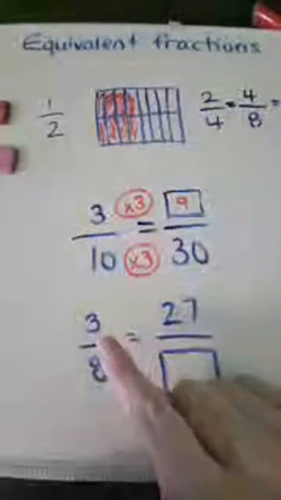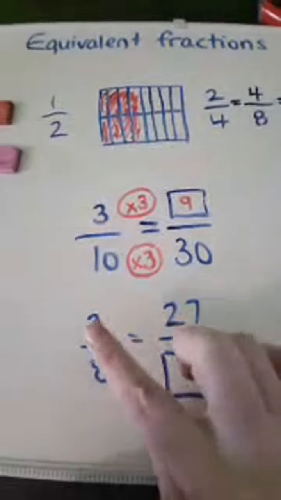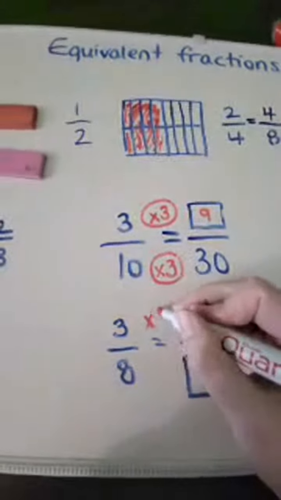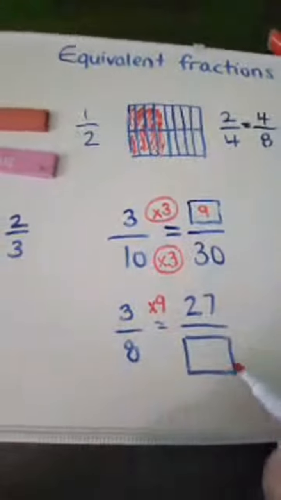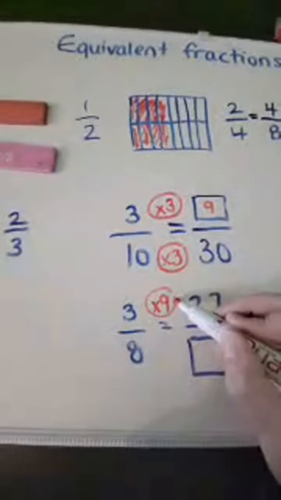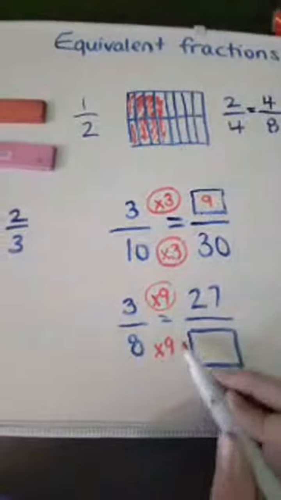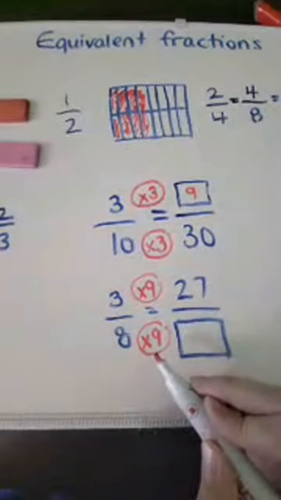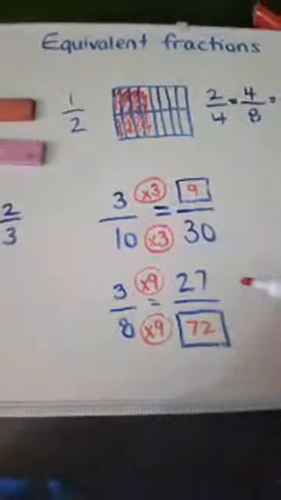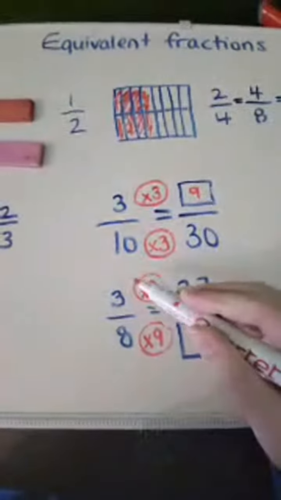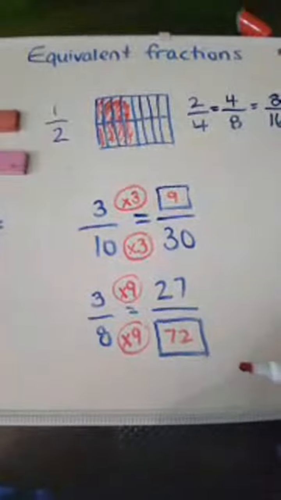So what do I have to do to 3 to get 27? 3 times 9. That's it. Okay, so 3 times 9 is 27. Again, same thing here. 3 times 9 down here. 8 times 9 is 72. So 27/72 is equivalent to 3/8. They have the same value.